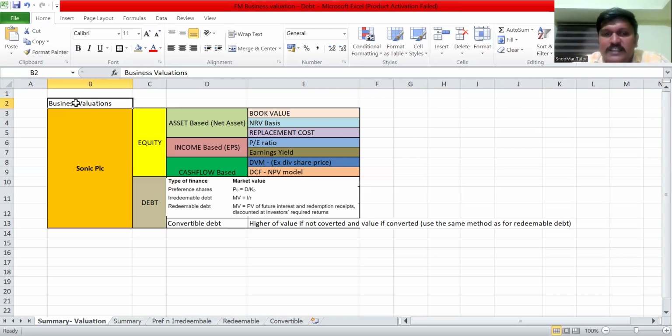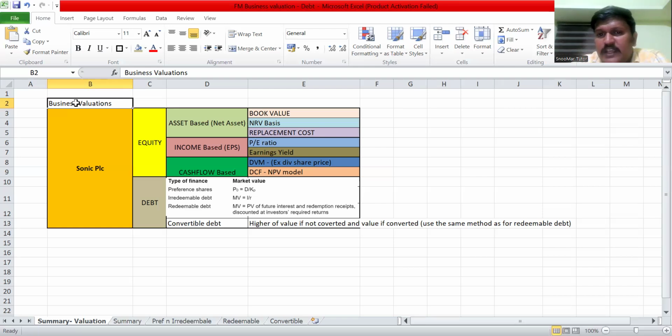Okay, now in this video we will be primarily focusing on how to value the debt. Essentially there are four kinds of debt we are looking at. We are considering preference shares as a debt as well. So: preference shares, irredeemable debt, redeemable debt. Now what is a preference share? It does have some preference over the equity shareholders, so we are effectively treating it as a debt.